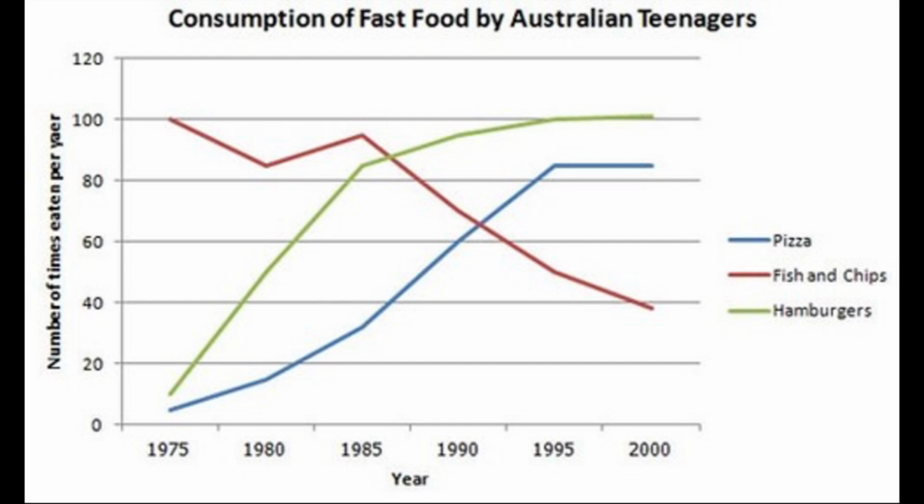The following graph gives information about consumption of fast food by Australian teenagers. The items include pizza, fish, and chips. You can see from this graph that the value of fish and chips in 1995 is around 50. You can see from this graph that the value of pizza in 1985 is around 30, which is lower. You can see from this graph that the value of hamburgers in 2000 is around 100, which is the highest. You can see from this graph that the value of pizza in 1975 is around 5, which is the lowest. In conclusion, this graph is very informative.